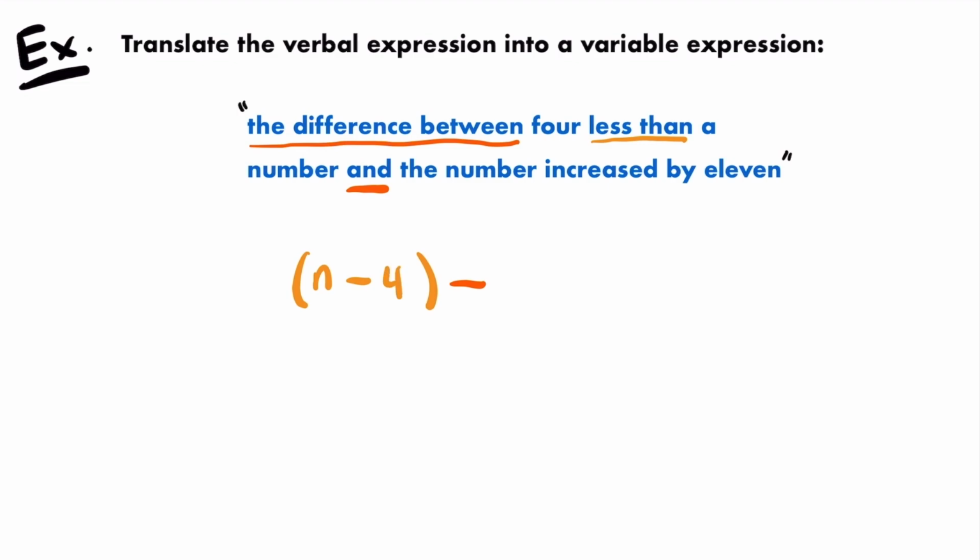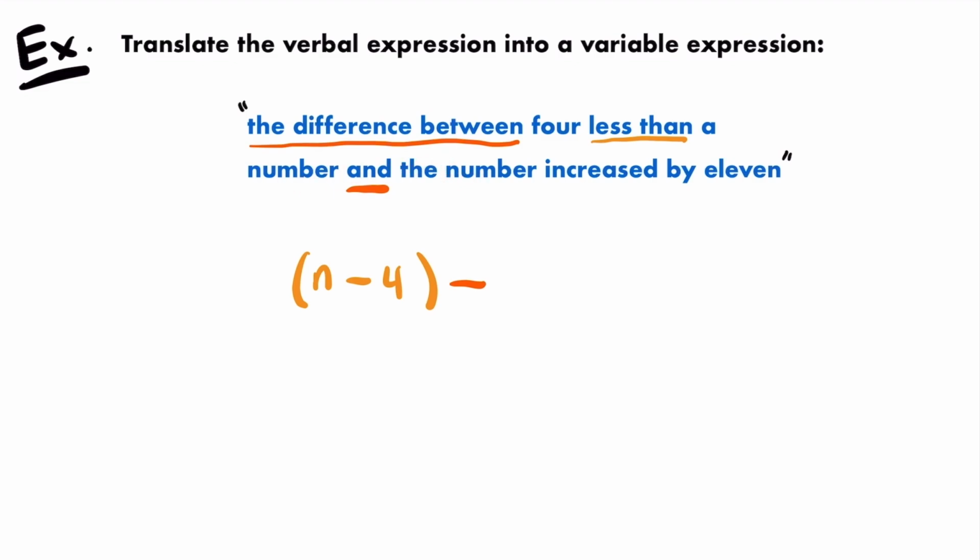Whenever you see that word then paired with the word less, that means that the number that is listed first is subtracted from the second, okay? 4 less than a number would be that number minus 4. And so that is the first value on this side of the subtraction sign, but we are taking the difference between that value and another value, specifically the number increased by 11. So once again, the number refers to that variable of n that I assigned to the number before.